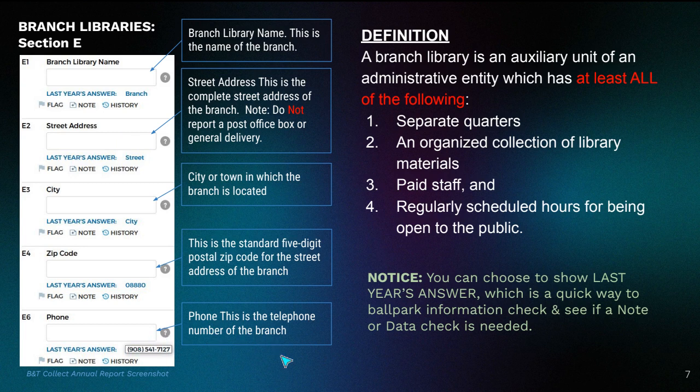And then your phone number. That is the telephone number of the branch. If this is the same phone number as your main library, a duplication error may pop up. So you could always add right down here a note, the same phone number, but it's an extension off of the main line, however it works. That way there's an explanation if it is the same number for some reason.